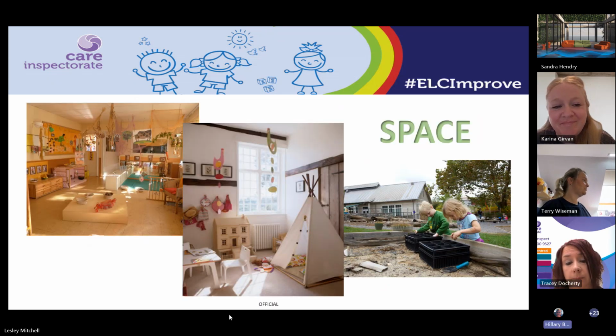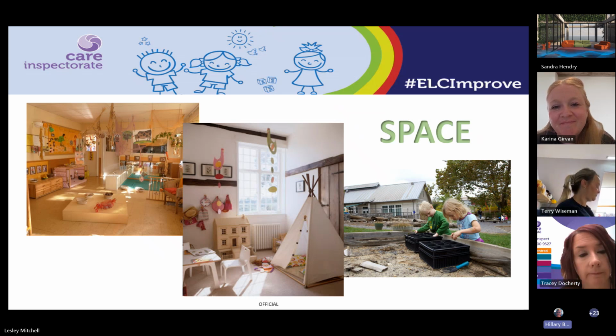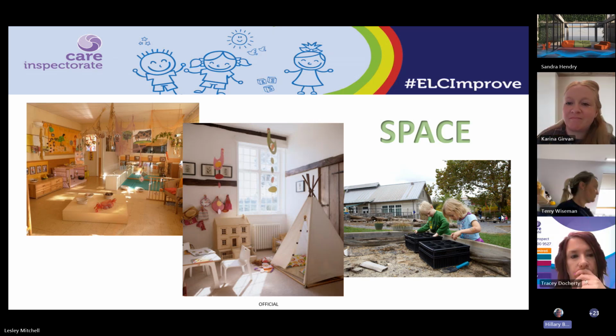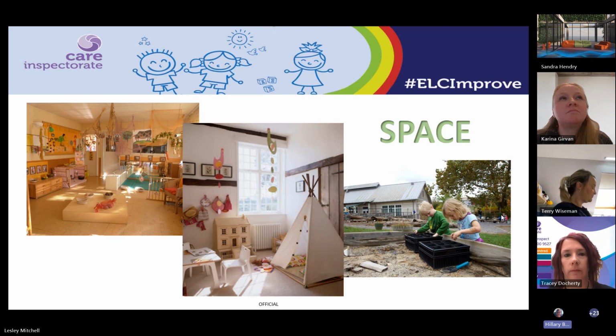Thanks, Tracy. Okay, so let's have a look at the first one, space. This is about the direct physical environment in which young babies and children are cared for. How does this take into account their individual needs, including their age and stage of development? And think about how you adapt this in response to children's voices and opinions. You also need to think about their emotional space. What do you consider when you think of the emotional environment for this age group?